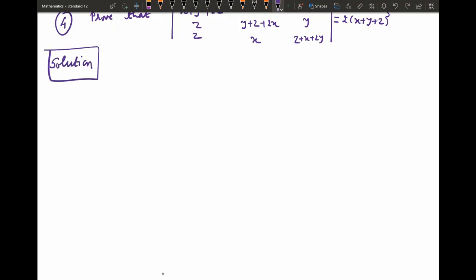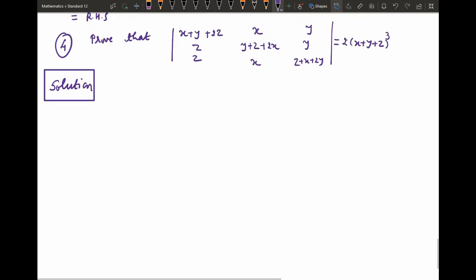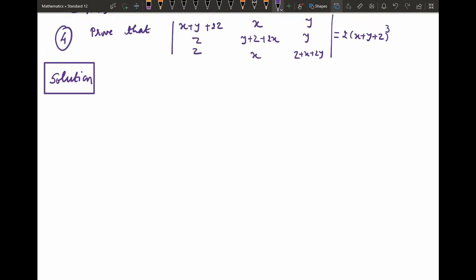Again you observe the entries of the right hand side. First focus on entries of the determinant and simultaneously focus on the right hand side. Right hand side 2 is common, so if we multiply this by 1 and add here, this by 1 and add here.